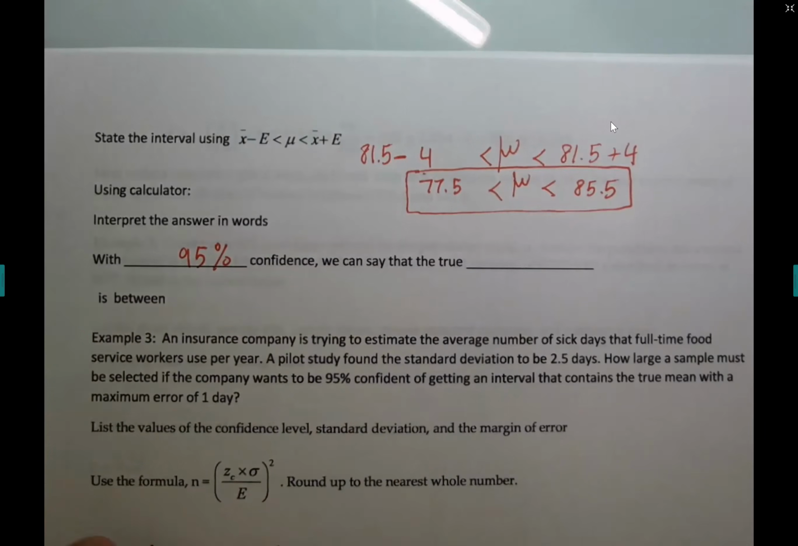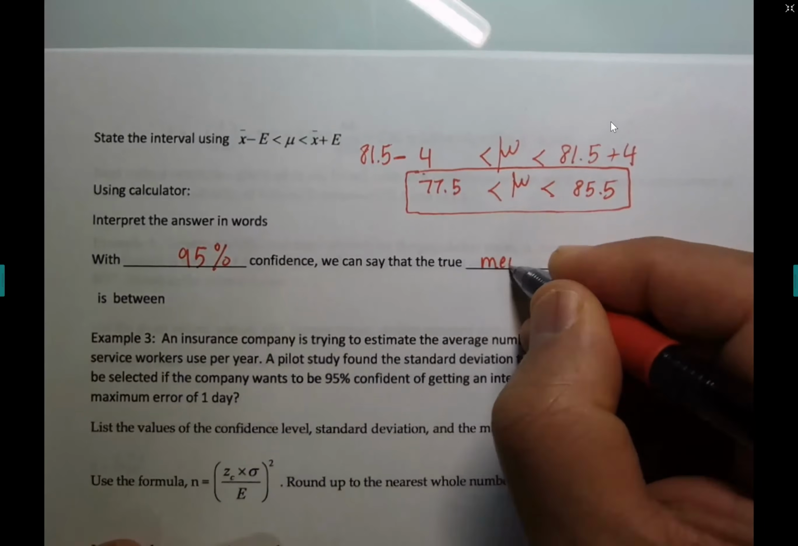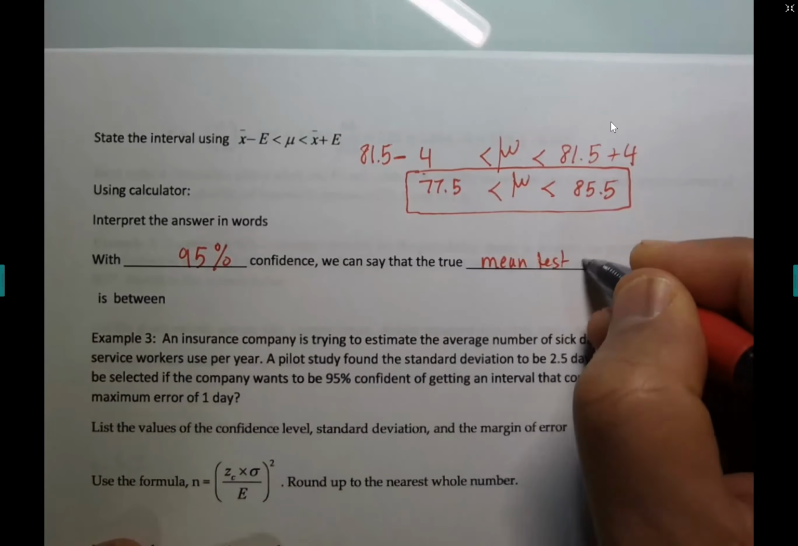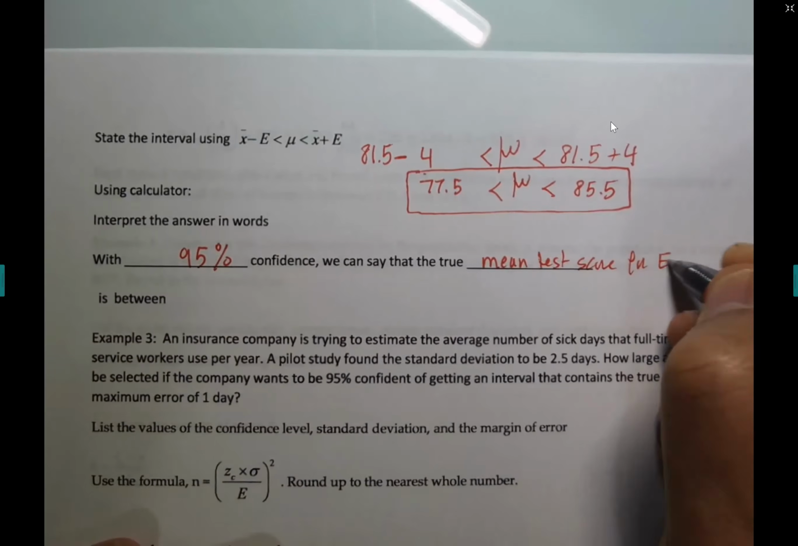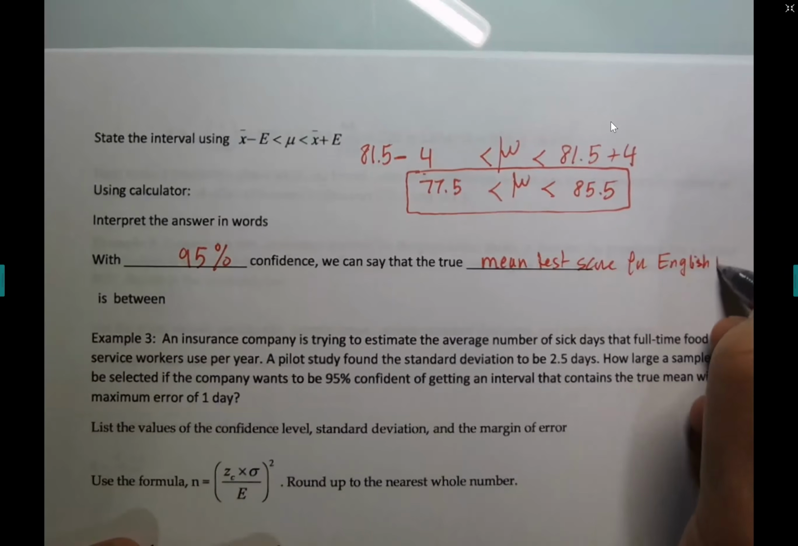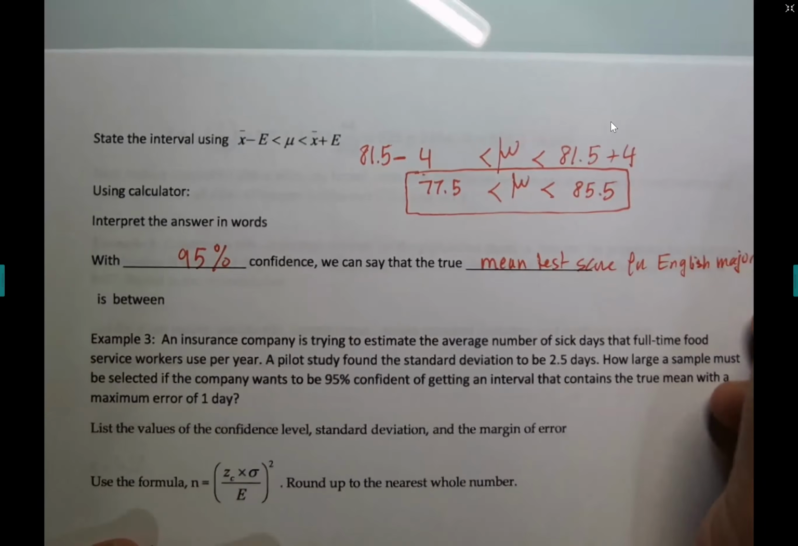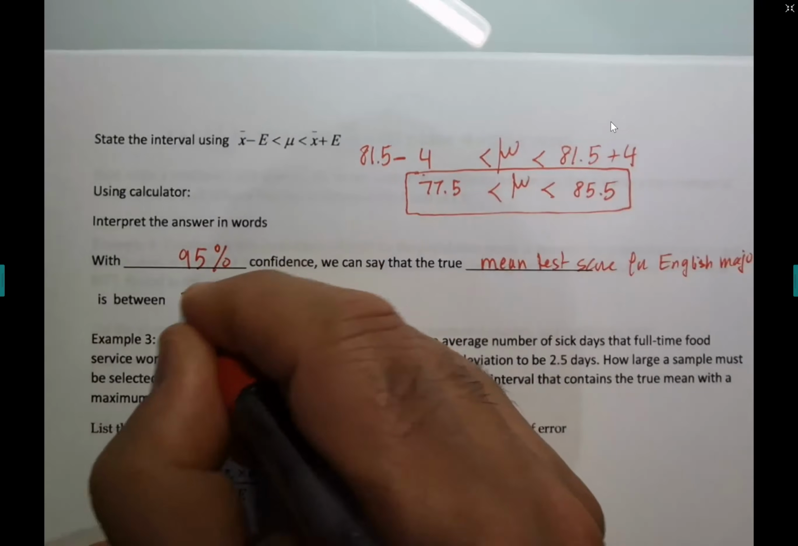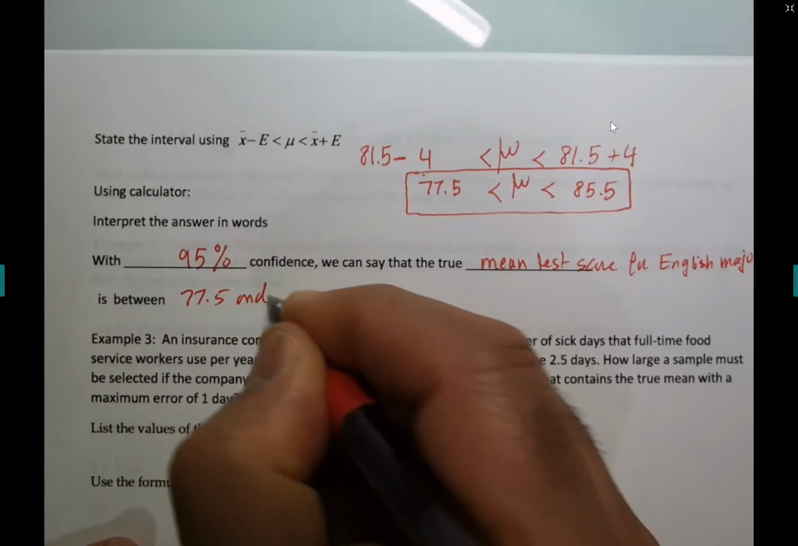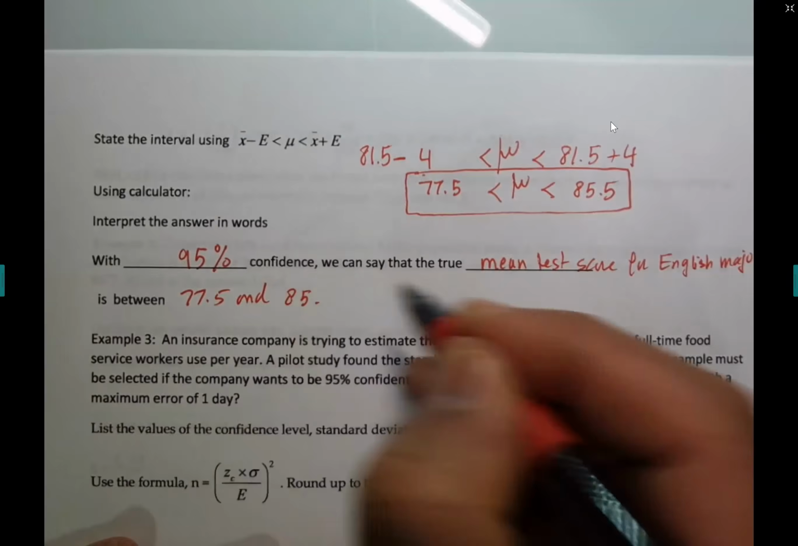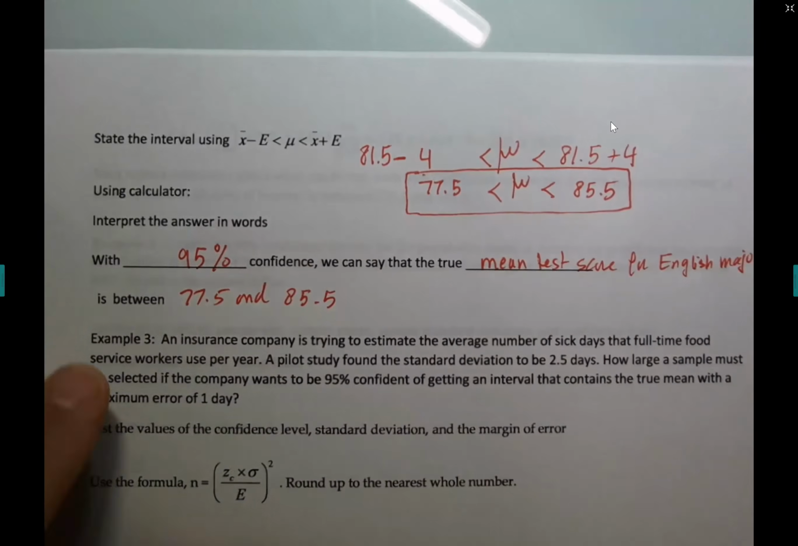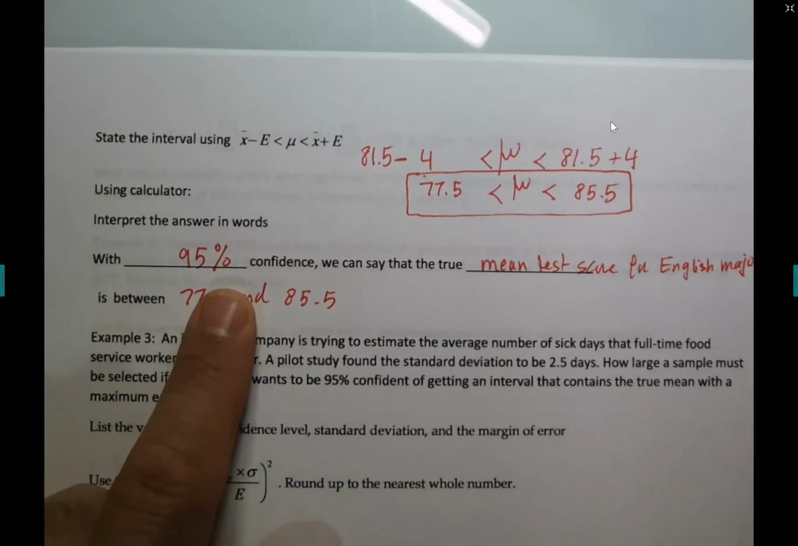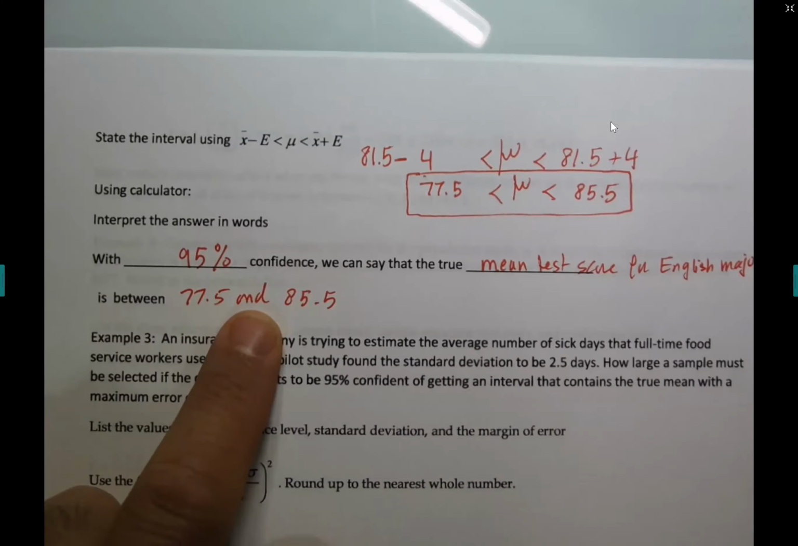We can say that the true mean test score for English measures is between whatever we got, 77.5 and 85.5. And why it is important to mention the confidence level, because you're telling the reader that you're not 100% sure. You are only 95% confident that the mean test score is between 77.5 and 85.5, but not 100%.